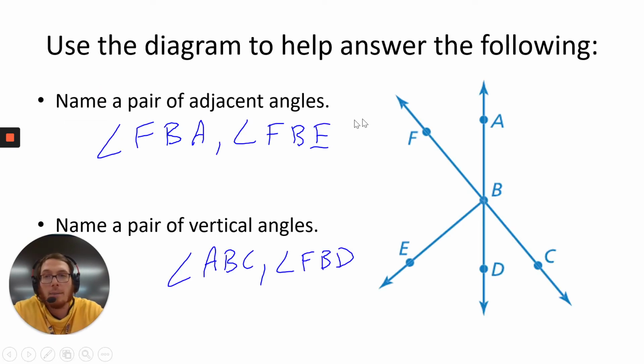Okay, in this diagram here, name a pair of adjacent angles. I just picked FBA right here, and then FBE. So essentially what I did is I went F to B and then just went one way versus the other, and that's how I got my answer there.